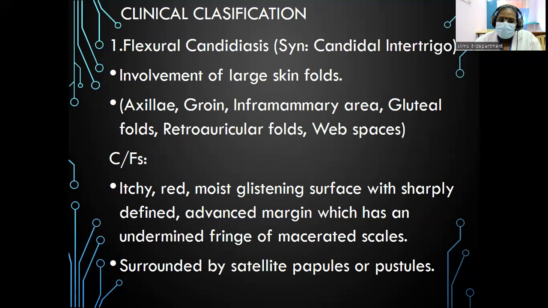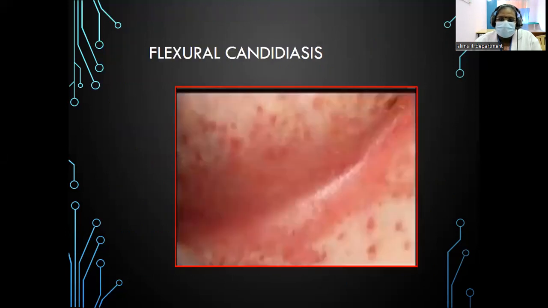Characterized clinically by itchy rash, moist glistening surface with sharply defined advancing margin, which has an undermined fringe of macerated scale, surrounded by satellite papules or pustules. This is the typical clear picture of flexural candidiasis. Red, moist, glistening surface surrounded by the advancing border.